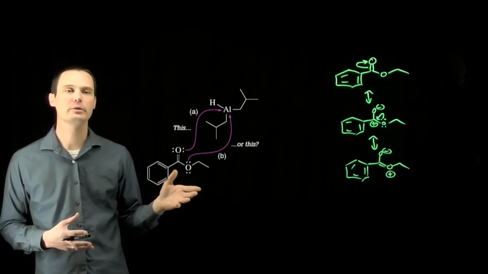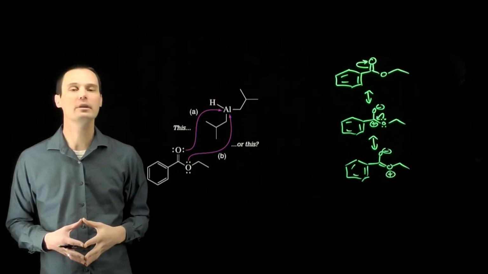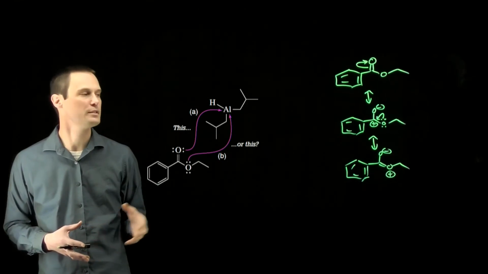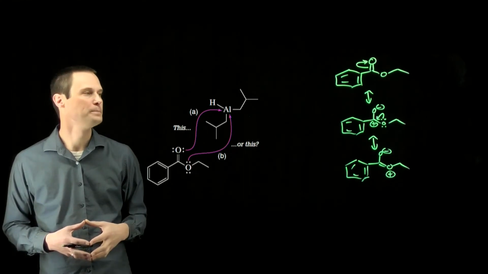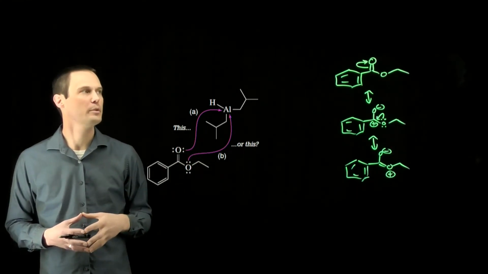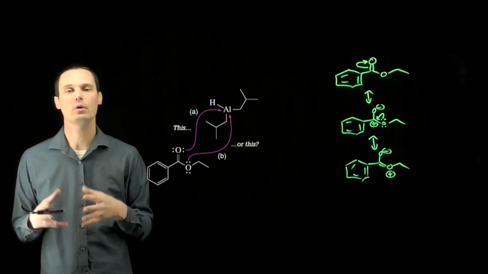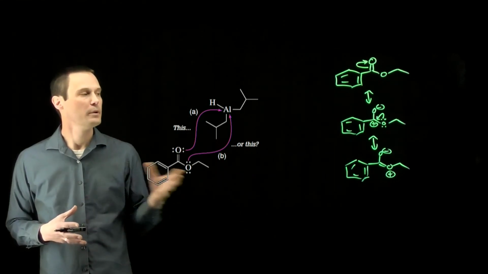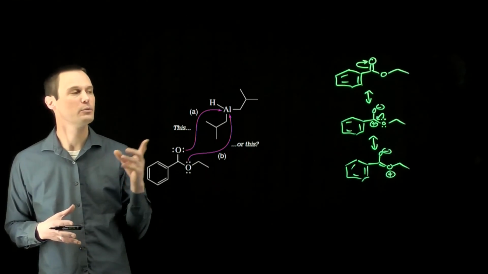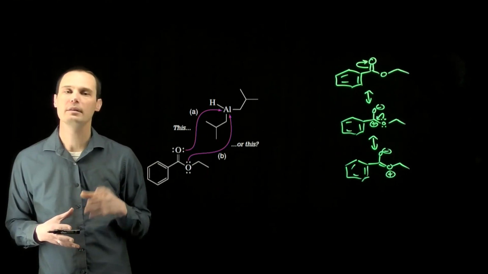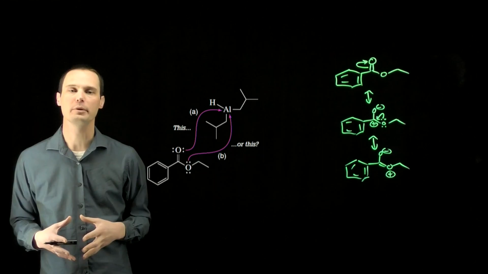Looking at these resonance contributors, we see that the oxygen of the carbonyl ends up with a partial negative charge in the resonance hybrid, and the oxygen of the ester ends up with a partial positive charge in the resonance hybrid. A negative charge on the carbonyl oxygen means that that oxygen has more electron density overall. Because it has more electron density, that means it is more reactive and more nucleophilic, and it is the reason that the carbonyl oxygen is the oxygen that preferentially reacts with aluminum in this mechanism.